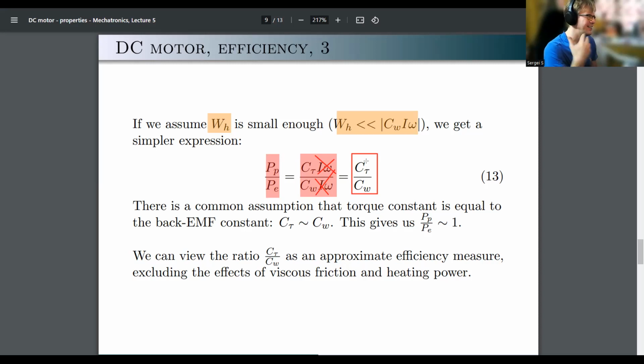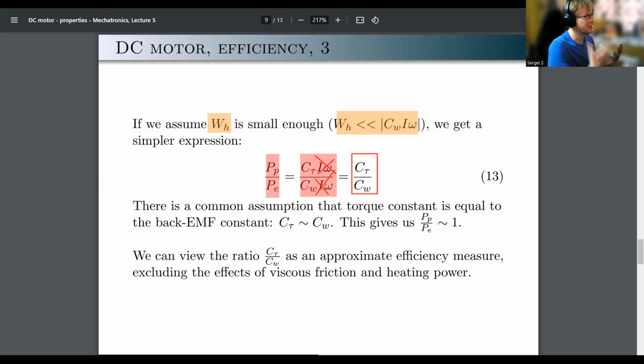But in this case, you have to ask, is it because of friction? Is it because of heating or anything else? When you look at catalogs of motors, you would often find that those coefficients are equal. It would be surprising if you didn't see this particular equation.